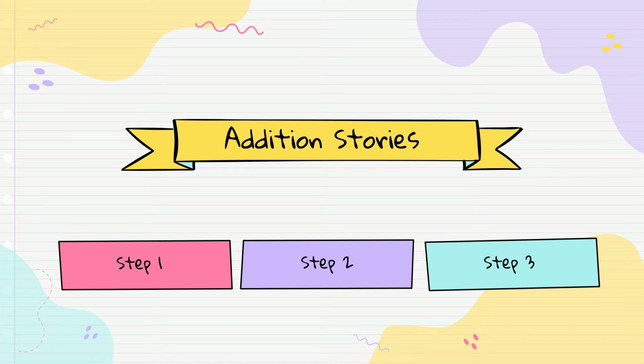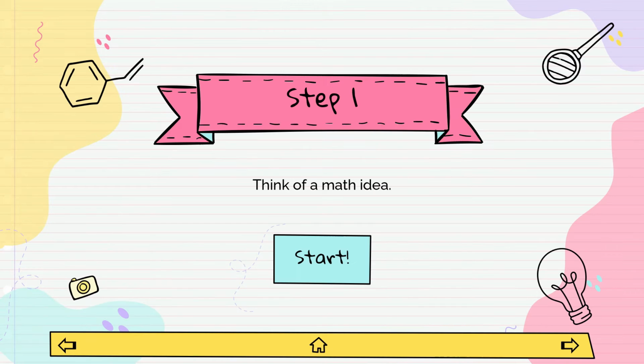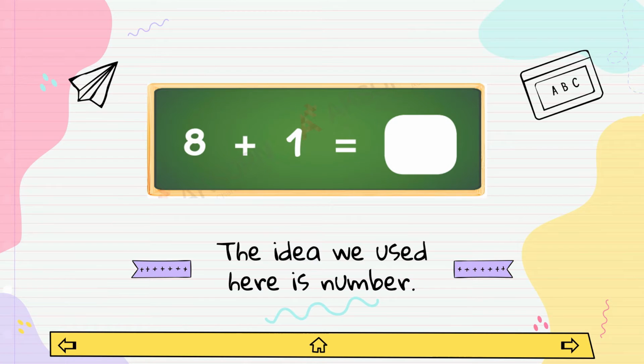So we have 3 steps on how to create stories. The first step is you need to think of a math idea. We have 8 plus 1 is equal to blank. So the idea we used here is a number. So 8 and 1 are numbers.